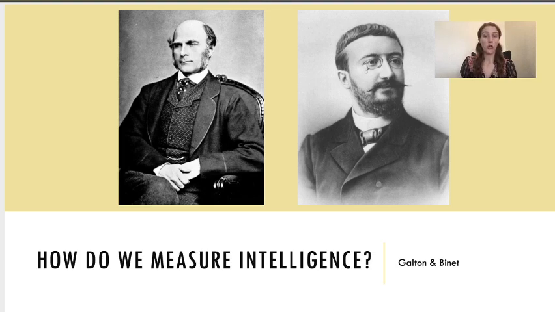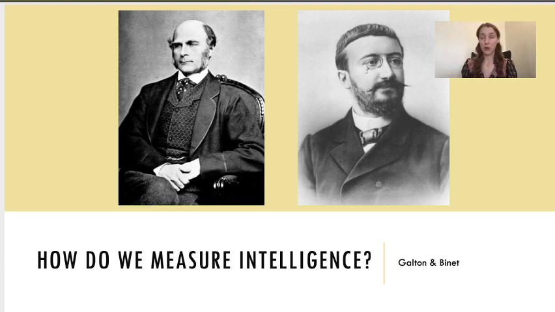I have two striking gentlemen here. We have Galton and Binet. These are two famous scientists. We'll start with Galton, and we're going to go in order of history. Galton was the first to bring up the idea of measuring cognitive aptitude, and he said that we should do so by measuring the speed with which people could respond or react to a stimulus, something like a flashing light.